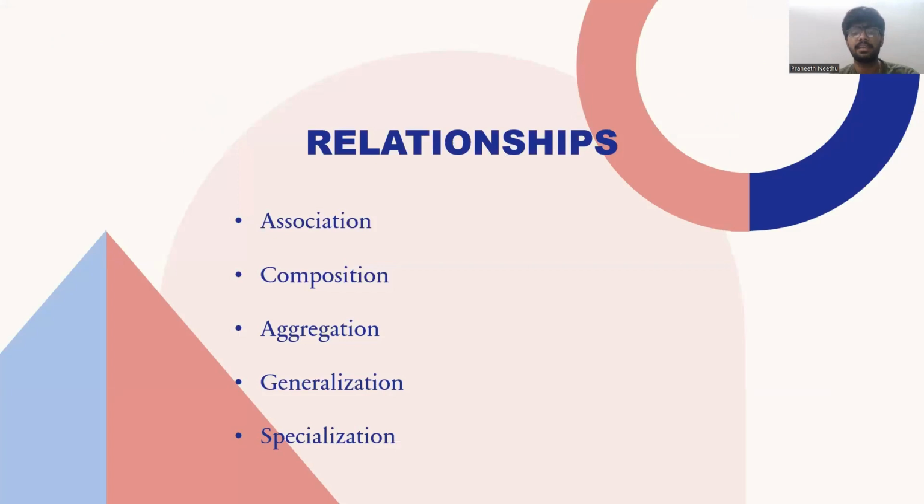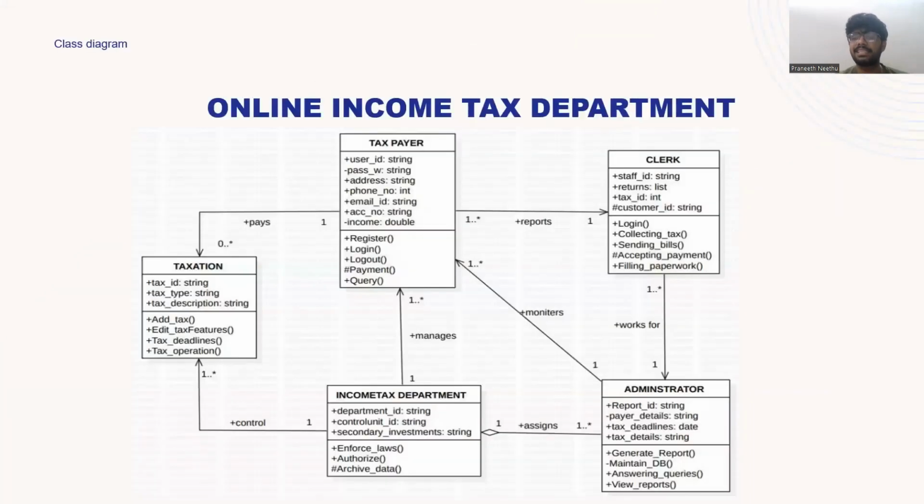Now, association. An association between two classes indicates that the object at one end of the association recognizes objects at the other end, which sends the messages. Like here, taxpayer and clerk are in an association relationship, where one clerk can manage many taxpayers, and many taxpayers can report to one clerk.